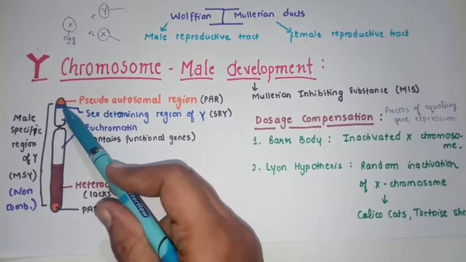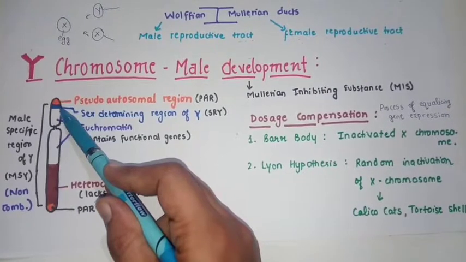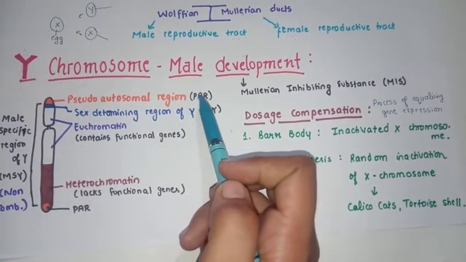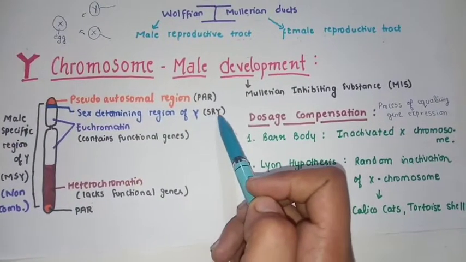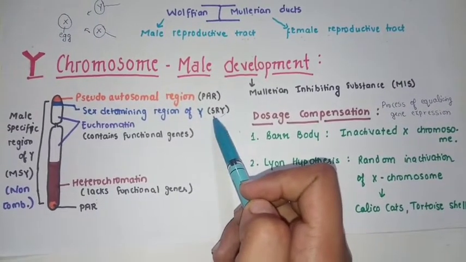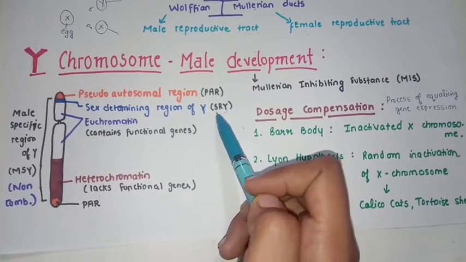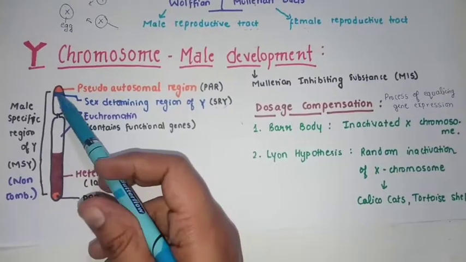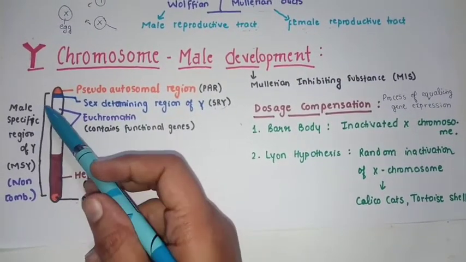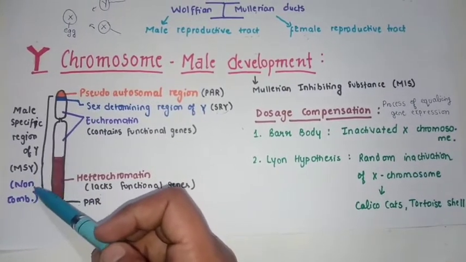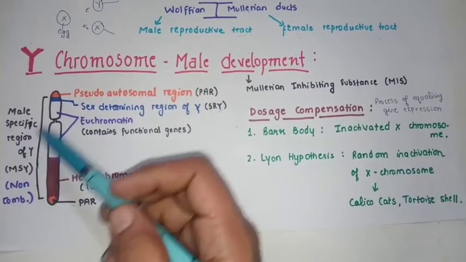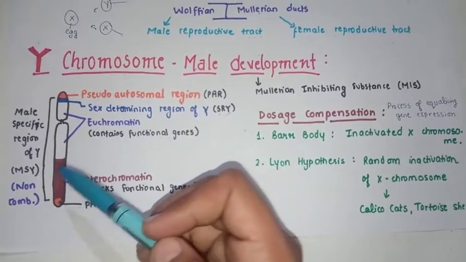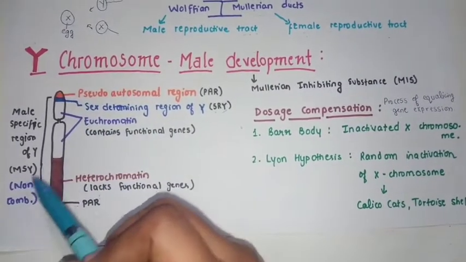Next to it is the sex determining region of Y, the most important region, attached to the short arm of the chromosome just next to the pseudo-autosomal region. It is responsible for the development of a male. If we remove both the pseudo-autosomal regions, the remaining portion of the chromosome is called the male specific region of Y, or the non-combining region of the Y, because only the pseudo-autosomal region of the Y chromosome combines with the X chromosome.